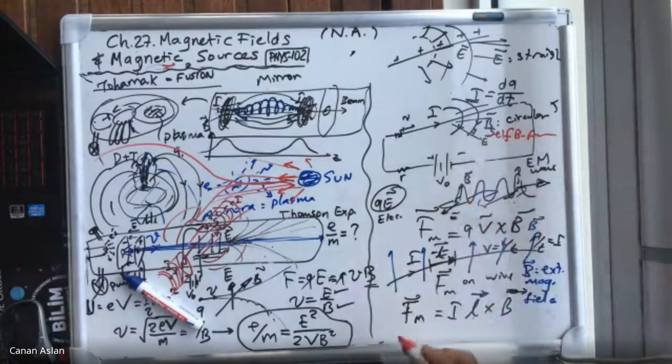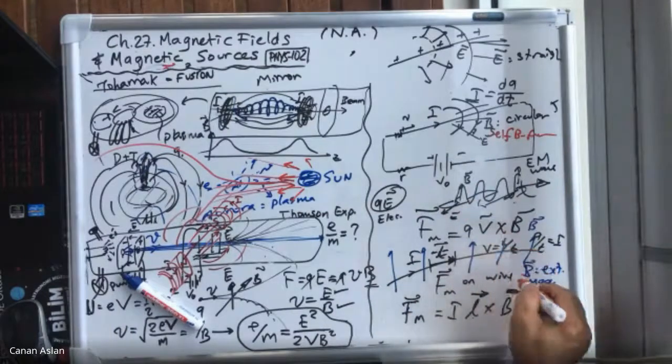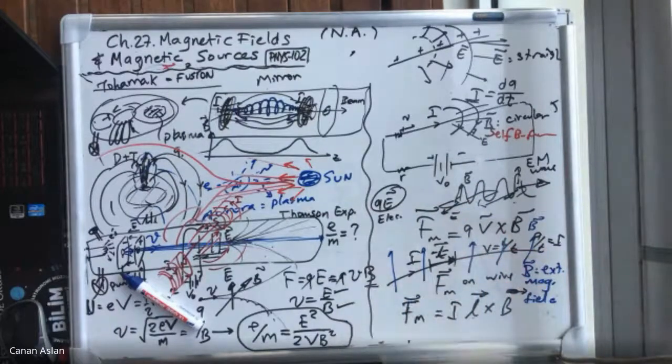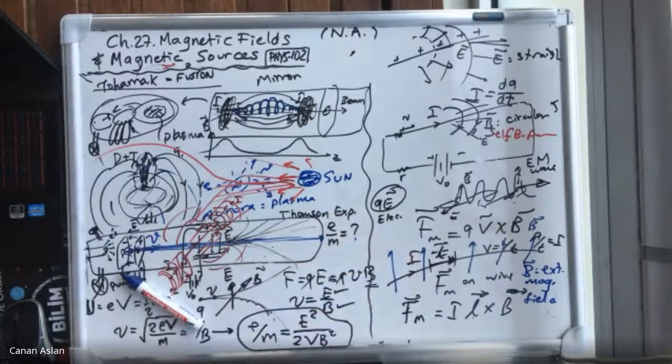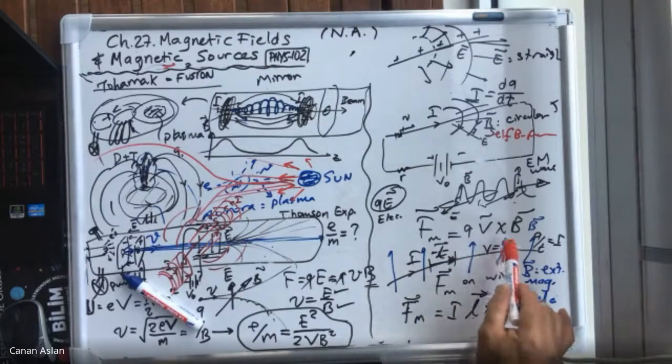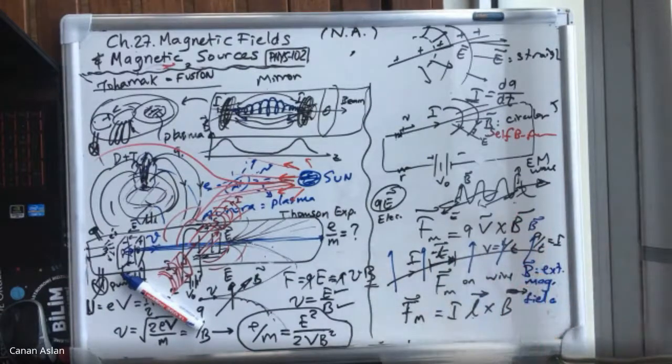Don't forget, we are putting the wire in an externally produced magnetic field and seeing what happens. Of course, this wire will also produce its own self-magnetic field. And guess what? This self-magnetic field will interact with the external magnetic field, and you will get some kind of force experienced by the whole wire. So this is how the physics works.